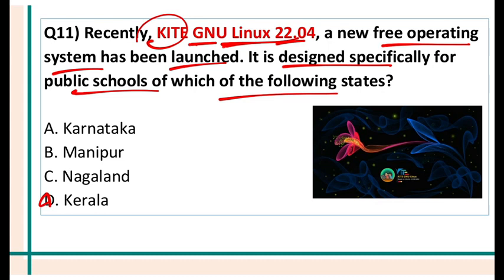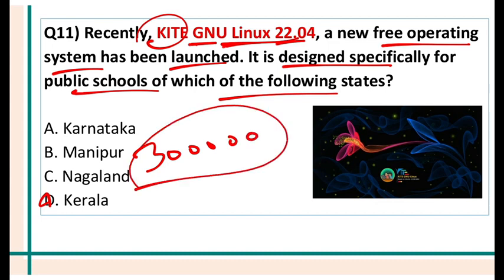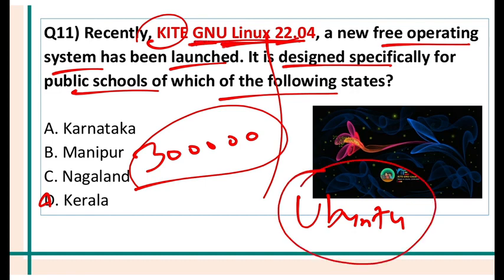The answer is Kerala. It will promote digital education because 3 lakh computers will be connected with this free Linux operating system. And Linux operating system works on Ubuntu. Basically, this Kite GNU Linux is a customized version of Ubuntu.